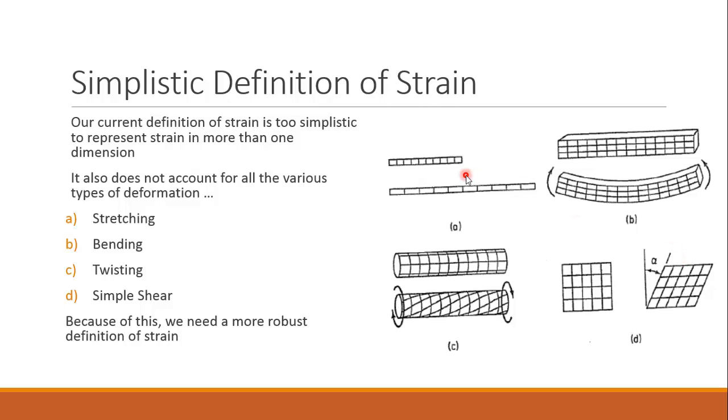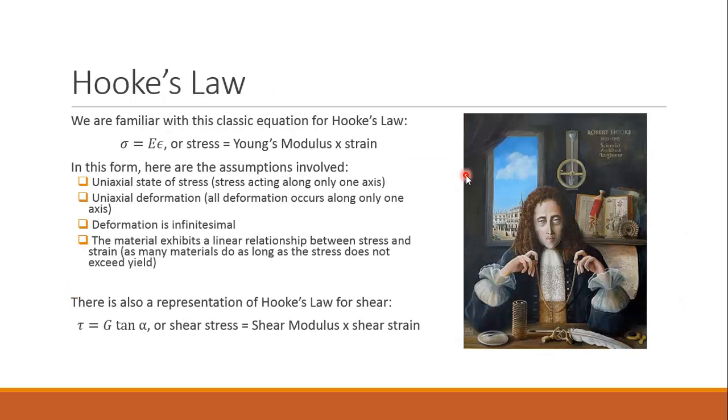place here. With strain being a measure of the rate of deformation, we need to develop a more robust definition of strain and a more robust definition of deformation and displacement. So that's our goal in this lecture, to start building a foundation towards that. But before we do, I also want to revisit Hooke's Law and talk about some of the limitations of Hooke's Law and how we're going to learn how to build on that basic Hooke's Law and develop a more robust representation of the relationship between stress and strain.